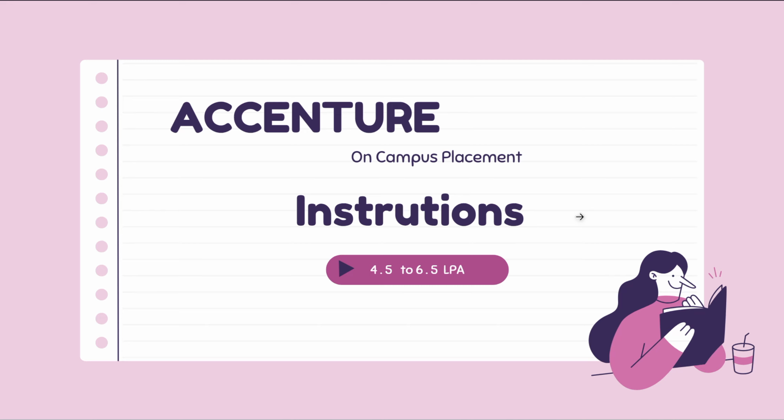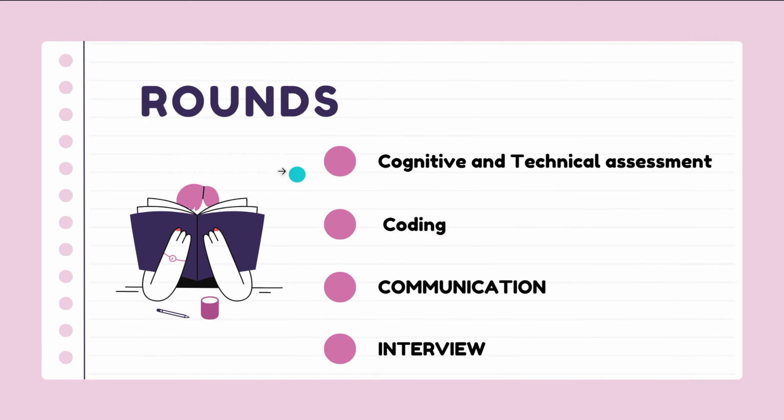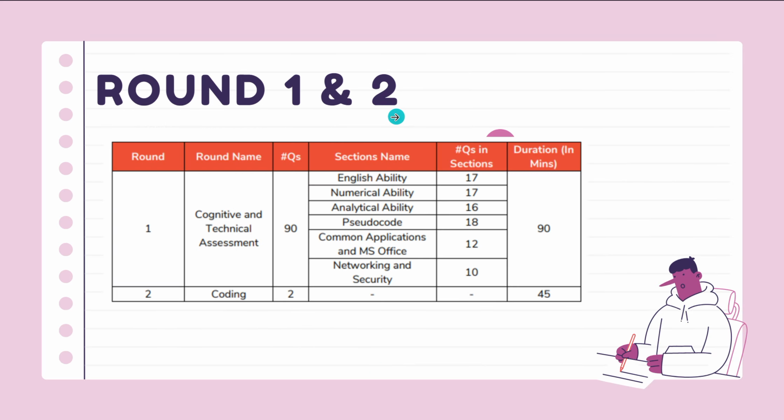Now let us go into the topic. I have already told you Accenture has 4 rounds: the first is cognitive and technical assessment, the second is coding, then communication, followed by interview. Round 1 consists of cognitive and technical assessment. It consists of English ability, numerical ability, analytical ability, pseudo codes and common applications, MS Office, and networking and security.